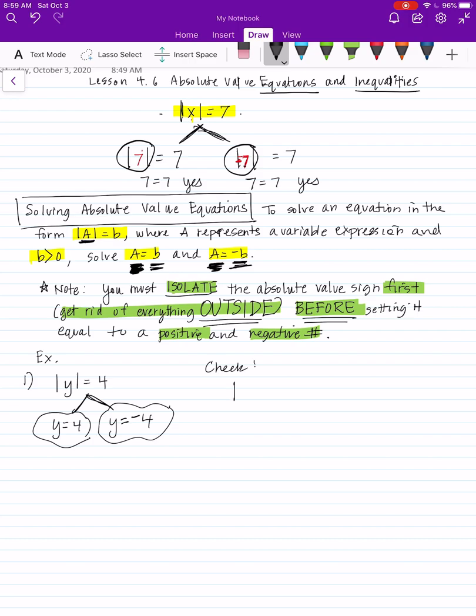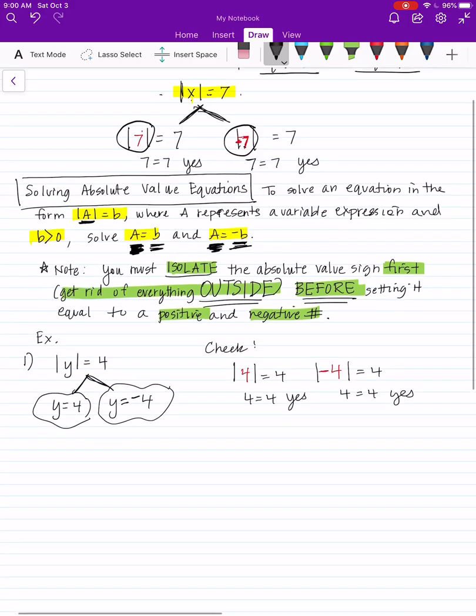So we put in 4, and we're going to put in a negative 4. So 4 equals 4, and negative 4 equals 4. Let's see. If I take the absolute value of 4, it's 4. So 4 equals 4. That's a yes. Negative 4 equals 4. Negative 4, take the absolute value is 4, equals 4, and that's a yes. So it checks out. Okay?